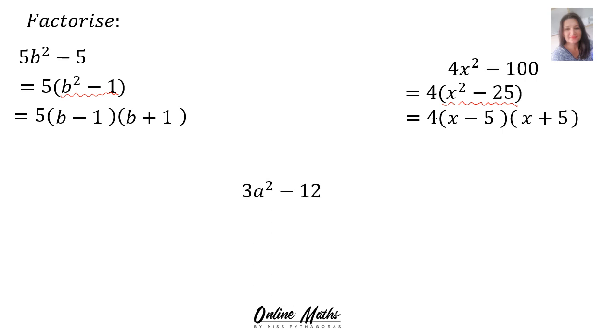In this one, first you will take out 3 as a common factor, and you're left with bracket a squared minus 4. And then inside your bracket, you find the difference of two squares. And you factorize further, and it becomes a minus 2, a plus 2.